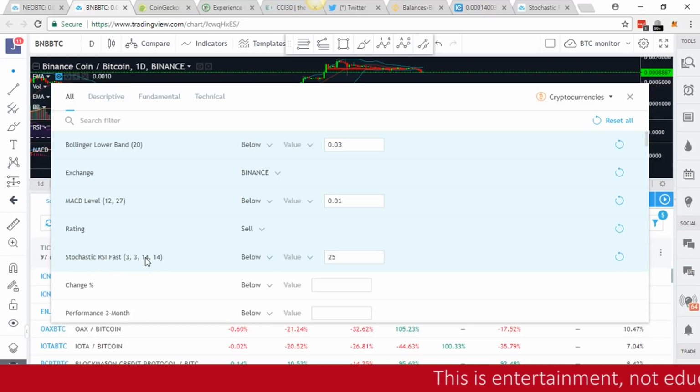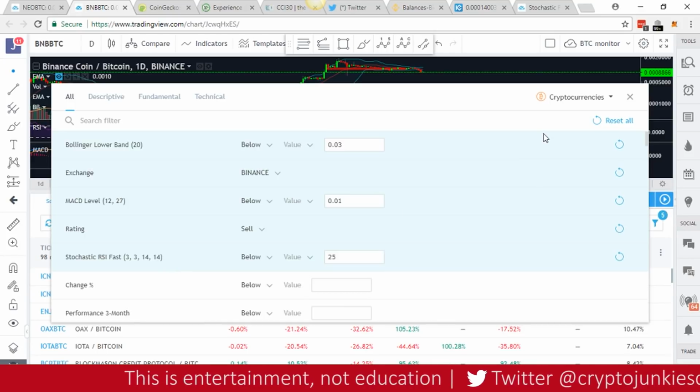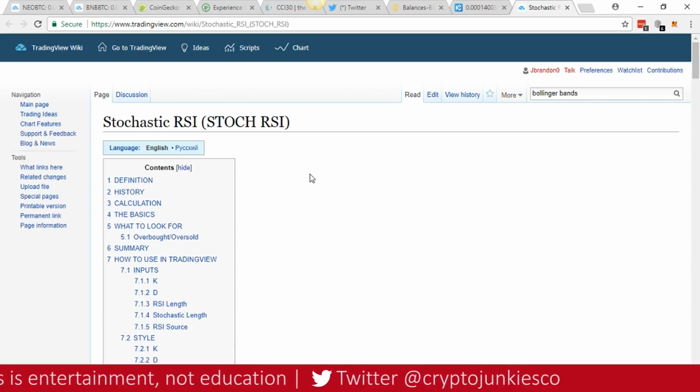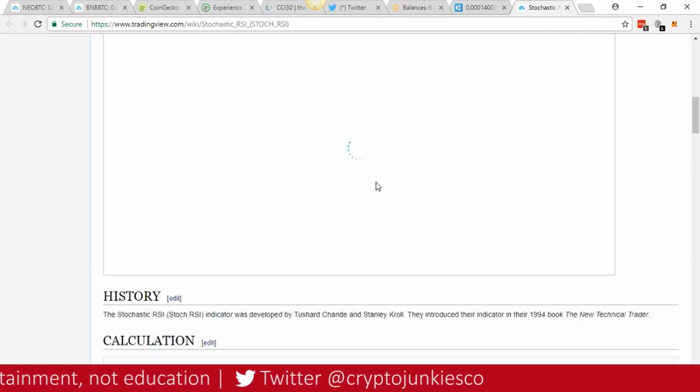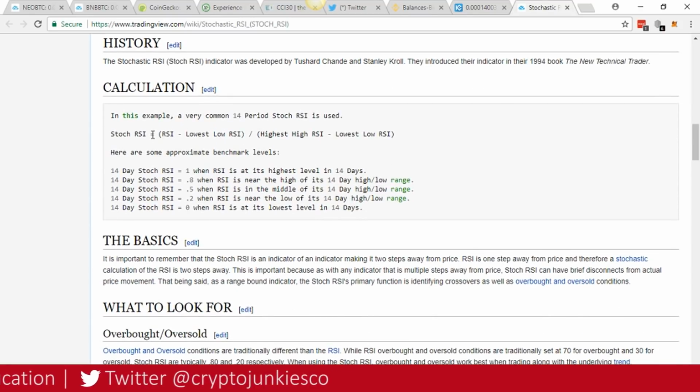Now, the newest piece here is Stoch RSI. I'm newer to using Stoch RSI, and I've noticed that it is a little bit different than regular RSI. And I had to read up on it, and you can check this out. This is actually TradingView's wiki. But this is the formula. Stoch RSI equals RSI minus the lowest low RSI, divided by the highest high RSI minus lowest low RSI. Exactly, right? What does that mean?